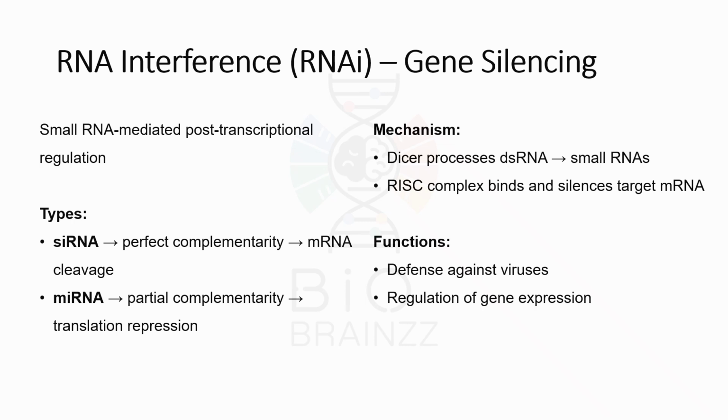RNA interference is a mechanism of gene silencing at the post-transcriptional level. It involves small RNA molecules such as siRNA and miRNA. siRNA shows perfect complementarity with target mRNA and leads to its degradation, while miRNA binds partially and inhibits translation. The process involves dicer enzyme, which processes double-stranded RNA into small fragments, and RISC complex, which binds and silences the target mRNA.